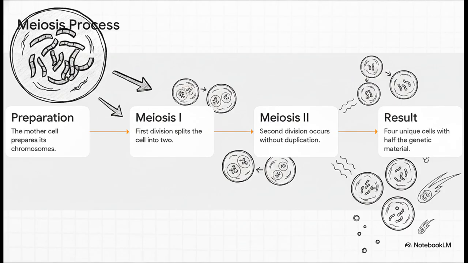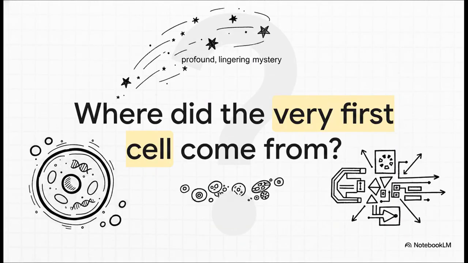But here is the brilliant, critical part. These new cells only have exactly half the number of chromosomes of the mother cell. It perfectly halves the genetic material, preparing it to combine with another organism's gamete to create a completely unique new life form. It really is an incredible, elegantly designed system.